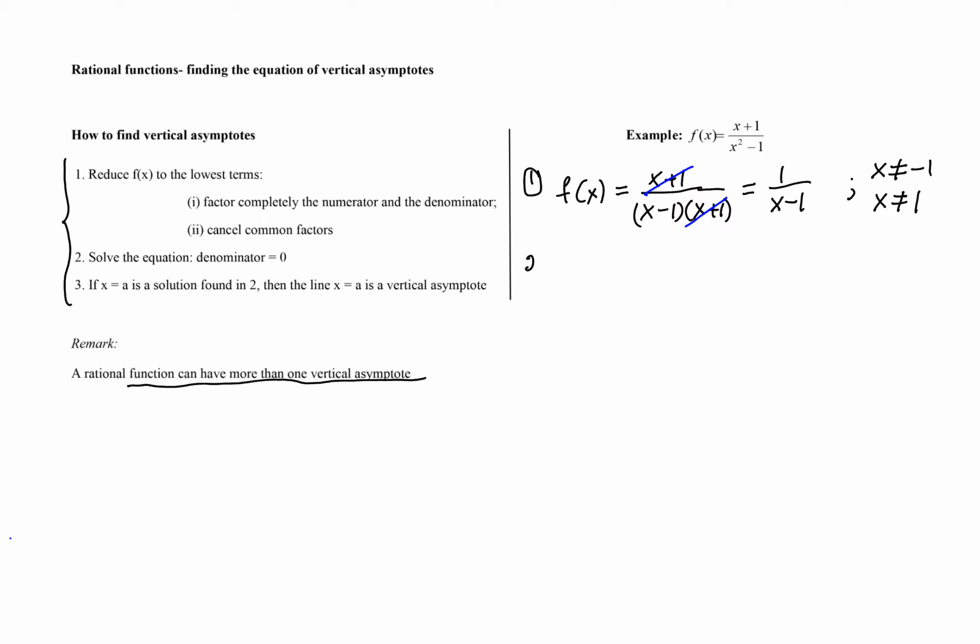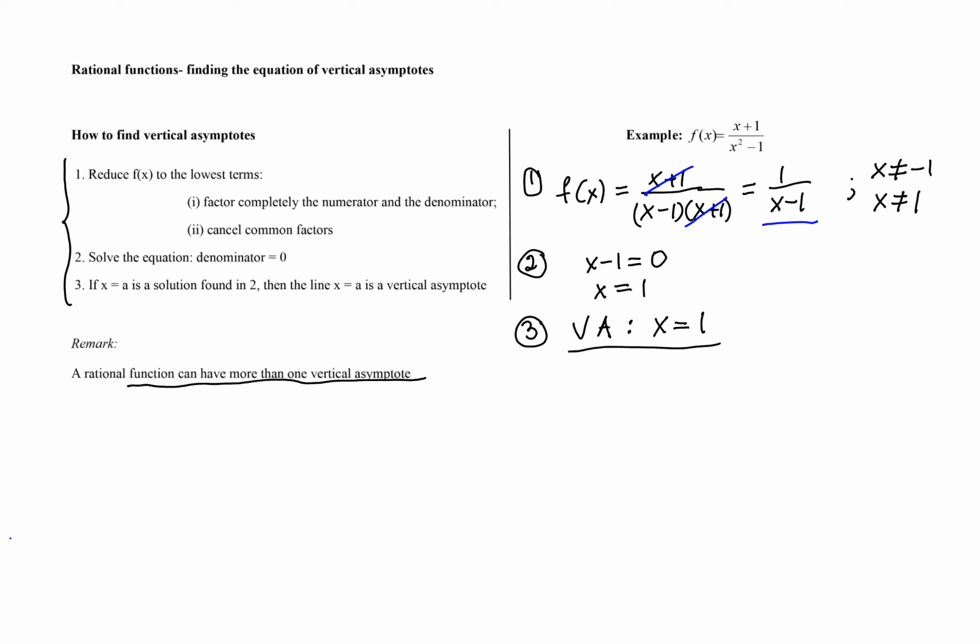The second step is to solve the equation: denominator of the reduced function equals 0. In this case, that is x minus 1 equals 0, which quickly gives the solution x equals 1. And that solution in step 2, or solutions if we have a larger equation, result in the vertical asymptote. Since x equal 1 was the solution, this is the point excluded from the domain, and a vertical line with the equation x equal 1 is also the vertical asymptote.